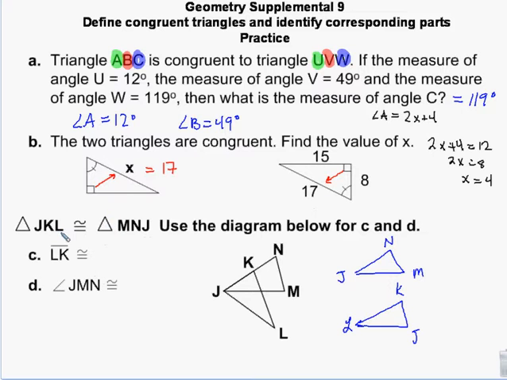LK is congruent to JN. LK, JN. Angle JMN, M is the angle right here. So J is the angle there. So that's going to be a J in the middle. And to figure out the order, I have JMN. So I went last, first, second. So I go last, first, second. So LJK. Does that make sense?